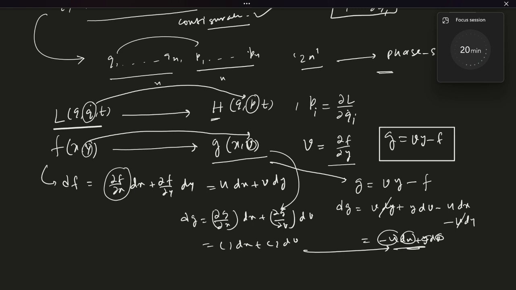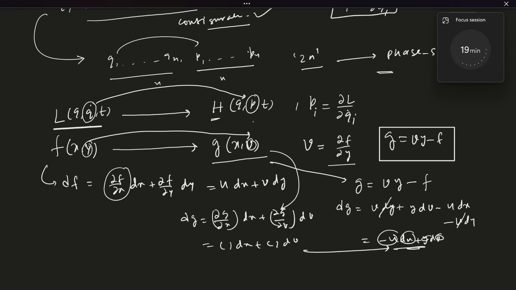In a similar way, just look at the Lagrangian part. You have a Lagrangian, which is a function of q, q dot, and t. In the place of y, there is q dot. In the place of v, there is p. v is del f by del y; here p_i is del L by del q_i dot.